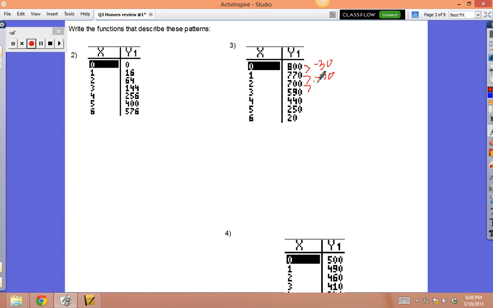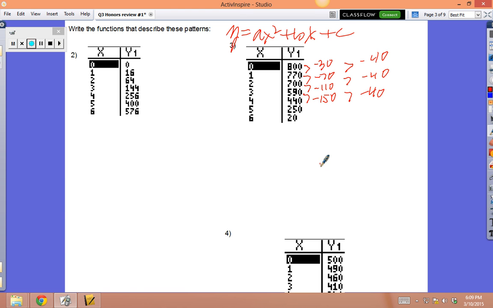700 to 590, that went down 110. Let's go one more. 590 to 440, that went down 150. Okay, so it's not linear, so let's break it apart again, and it's still going down. Negative 70 is 32 to negative 70, that's negative 40. Negative 70 to negative 110, that's negative 40. Negative 110 to negative 150, that's negative 40. So it's quadratic. If it's quadratic, it's going to be y equals ax squared plus bx plus c.